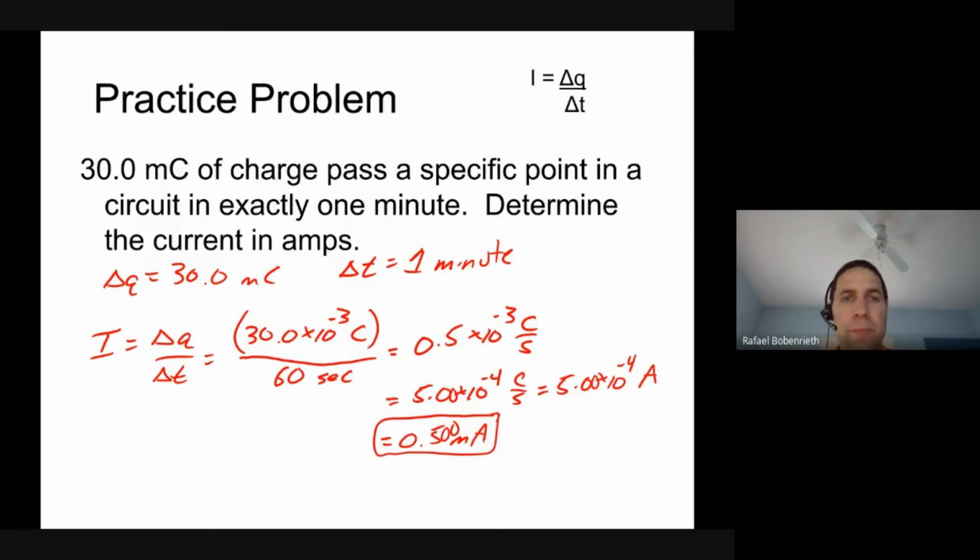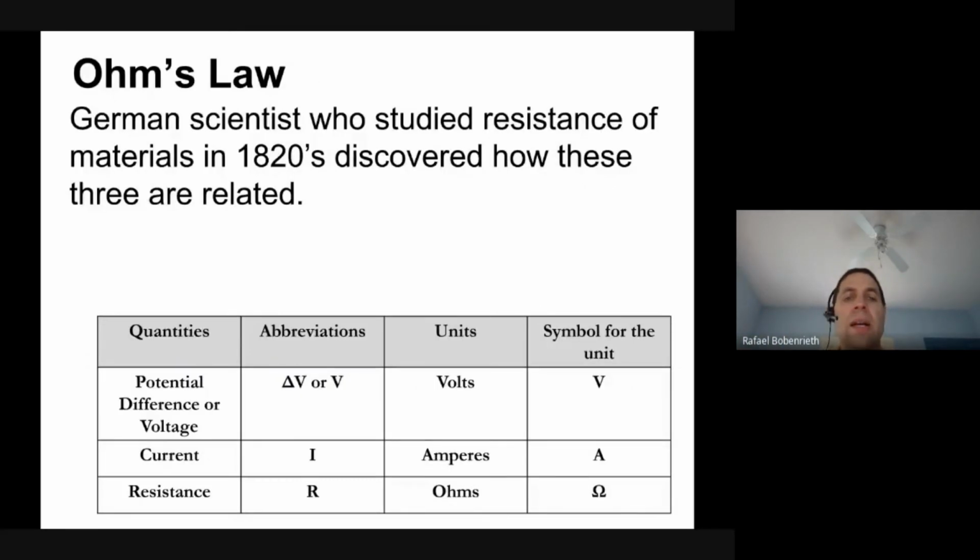Here we go. Big slide, important slide. A German scientist named Ohm studied resistance of materials in the 1820s, and he discovered an important law of how resistance, current, and potential difference are related. And it's known as Ohm's law. And here's what it says.